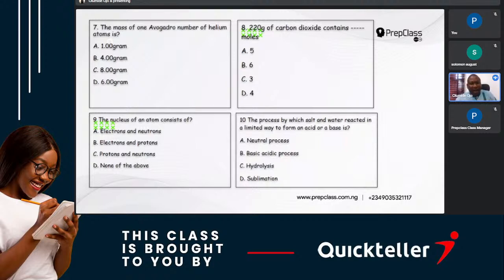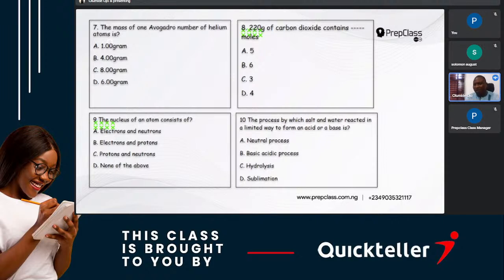The nucleus of an atom consists of... I've told you this before, that the nucleus of an atom consists of what? It consists of the proton, which is positive charge, and the neutron, which has no charge. So the answer will be C. The nucleus of an atom consists of proton and neutron. So number 10. The process by which salt and water react in a limited way to form an acid or base is... Now, they gave us some options.